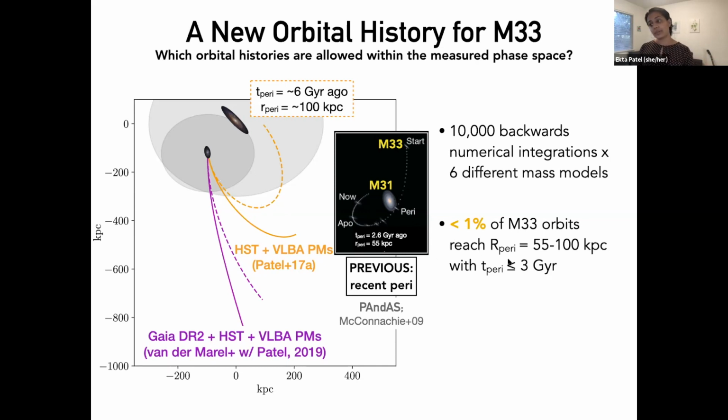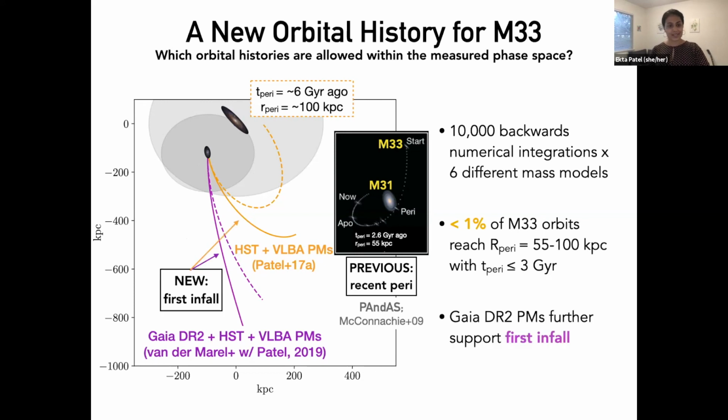The overall summary was that in less than 1% of the orbits that we calculated, varying masses and including all the uncertainties on the observed quantities, were we able to match what seemed to be necessary to reproduce the morphology in the stellar disk of M33. We also repeated this experiment a couple of years later because we had independent proper motions from Gaia DR2 for both M31 and M33. And again, we found similar orbital solutions, which are the ones shown in magenta here, where Gaia DR2 proper motions unanimously pointed to a first infall for M33.